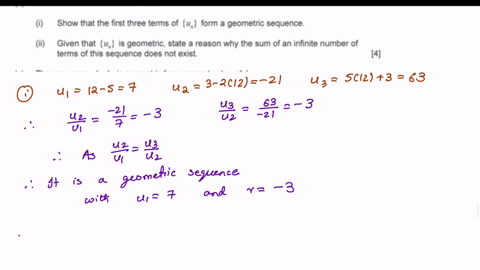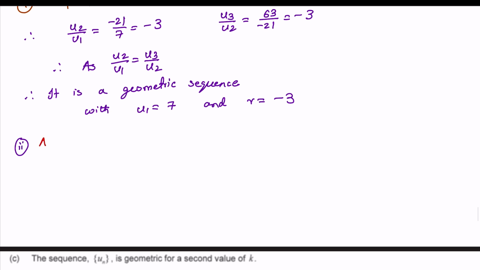Fine. Now the next one is, given that it is a geometric sequence, state a reason why the sum of infinite terms of the sequence does not exist. Yes, because the common ratio r, mod of r is bigger than 1. Only if mod of r is between 0 and 1 will the sum of the infinite series give you a finite value. Otherwise, if mod r is bigger than 1, you'll get an infinite value.